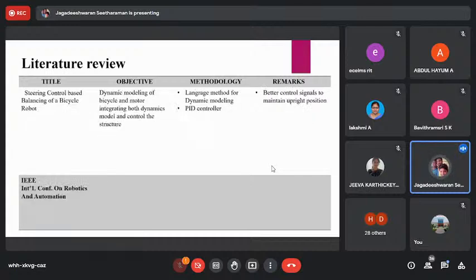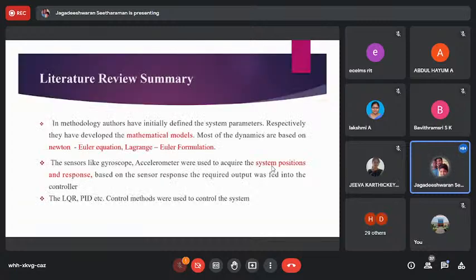And the next review is steering control based self-balancing of a bicycle robot. They used the Lagrange method for dynamic modeling, but they could not achieve the upright position. This paper was published in the IEEE International Conference on Robotics and Automation. Next, let's move on to the literature review survey.